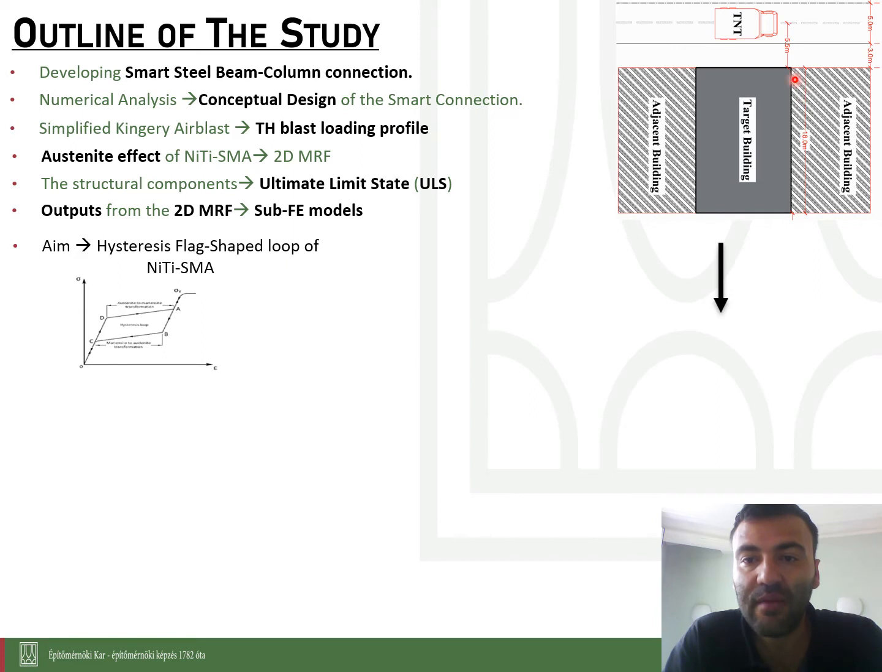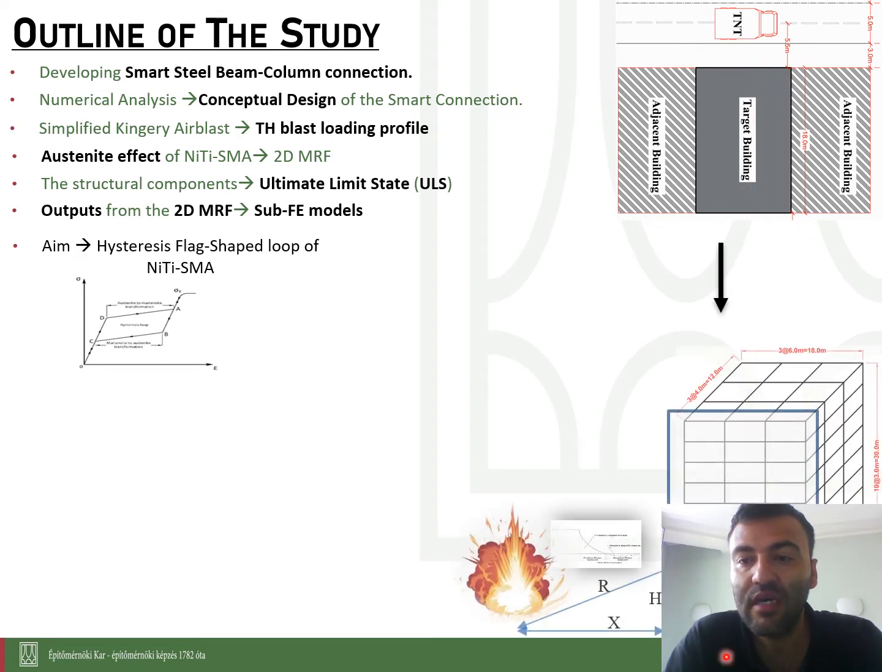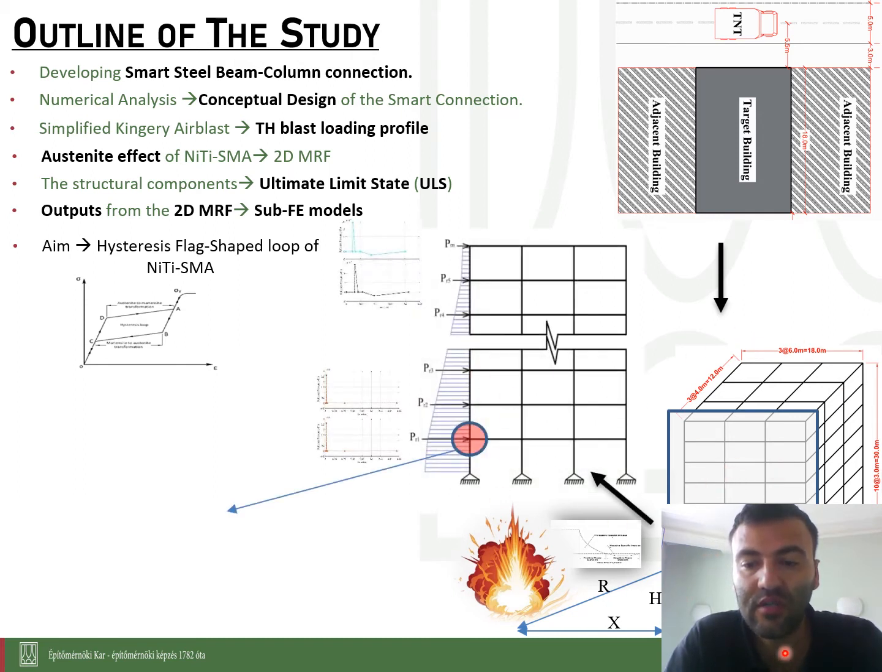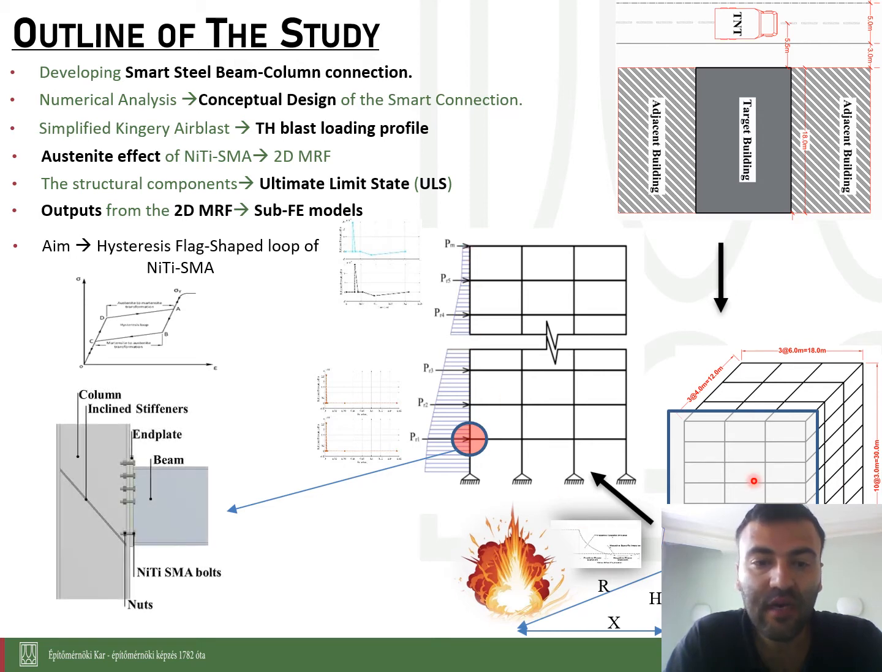Overall, we have a target building. We explode an amount of TNT charges in front of this building, and we analyze the effect of this loading on the structure. Here we can see the 3D structure is simplified to 2D structure, and the blast loading overpressure profile has been drawn and applied on this face of the structure. Then from this 2D model we will have a finite element sub-model analysis.